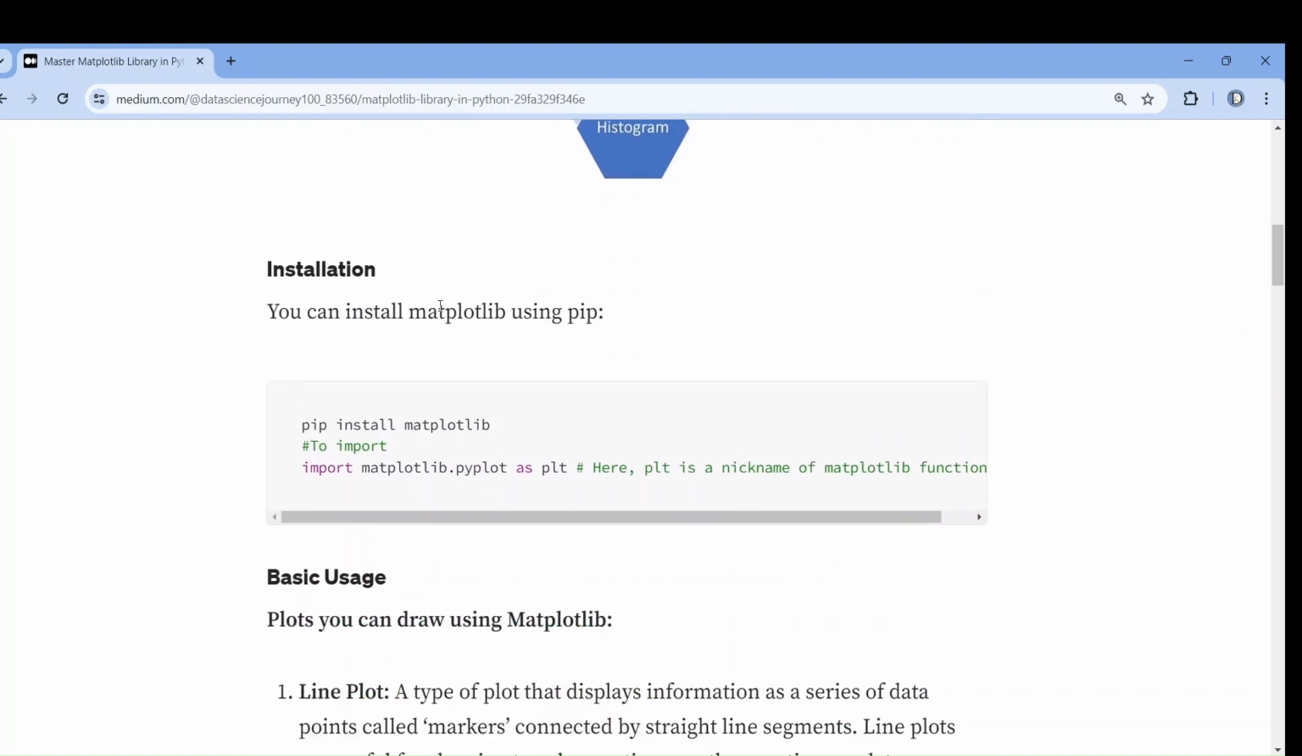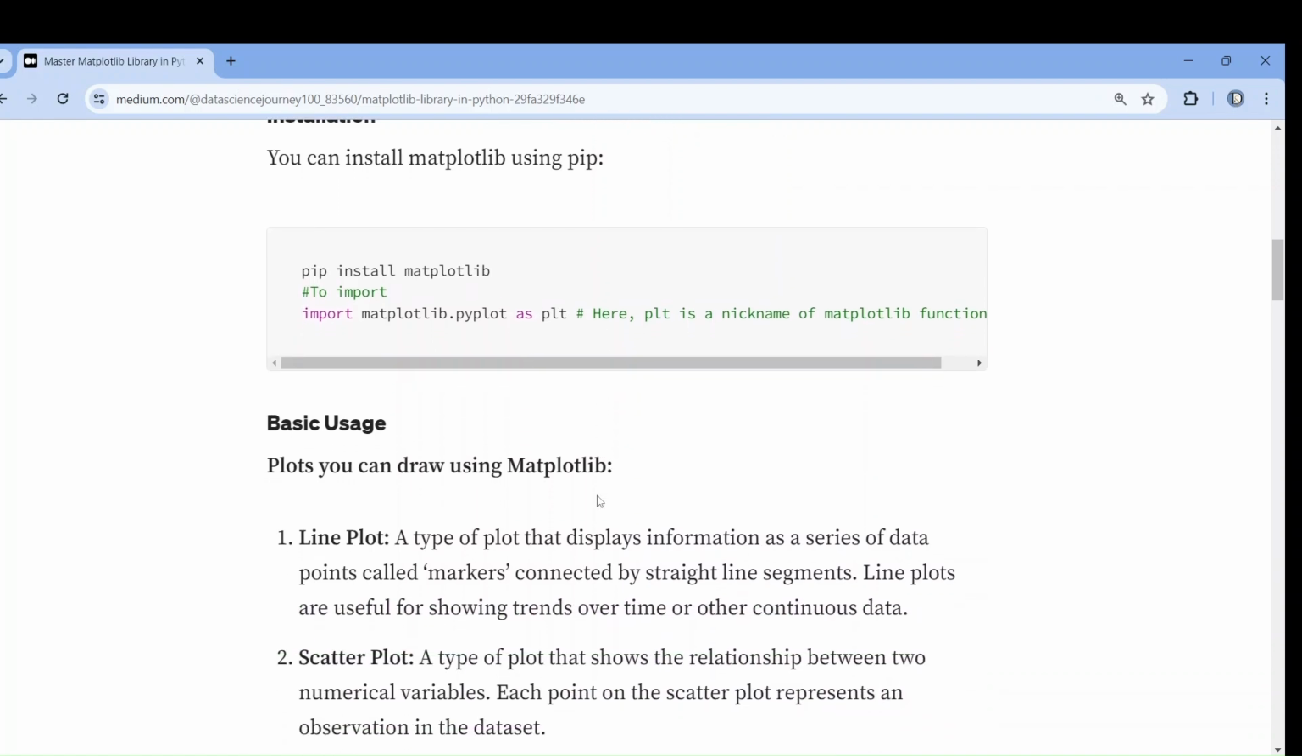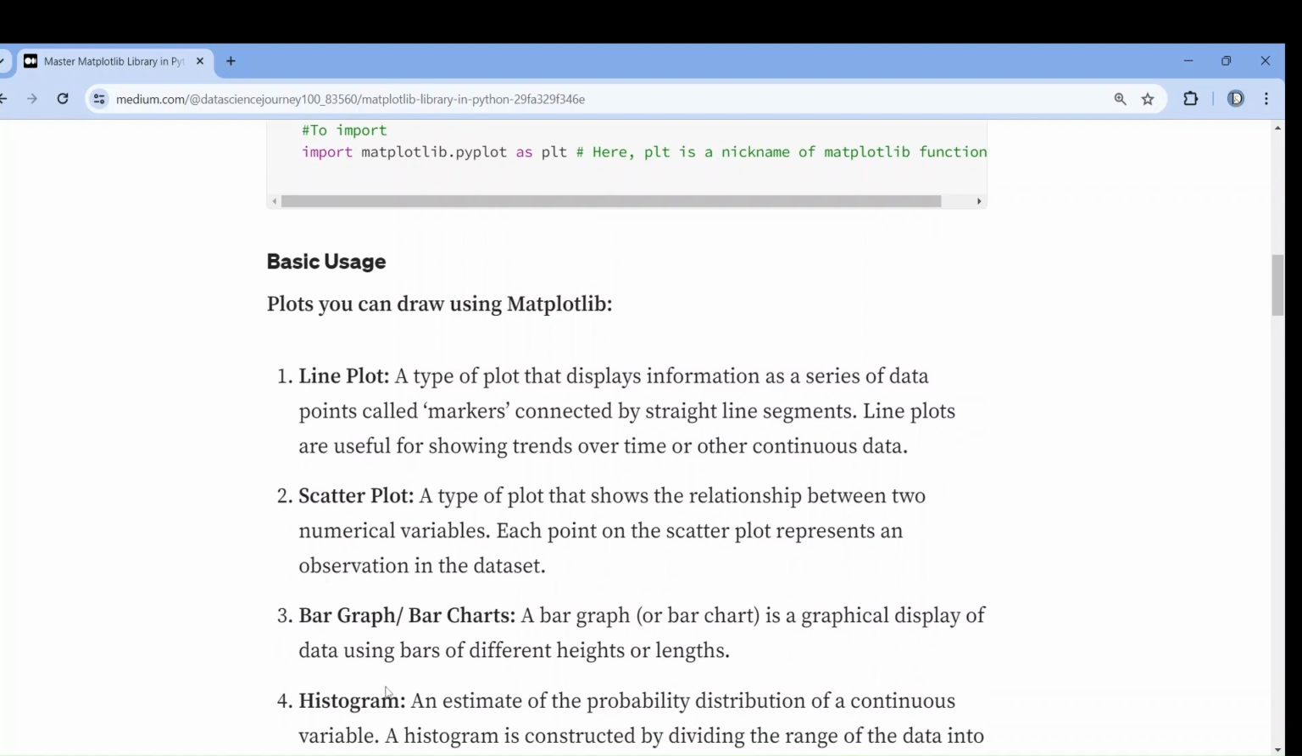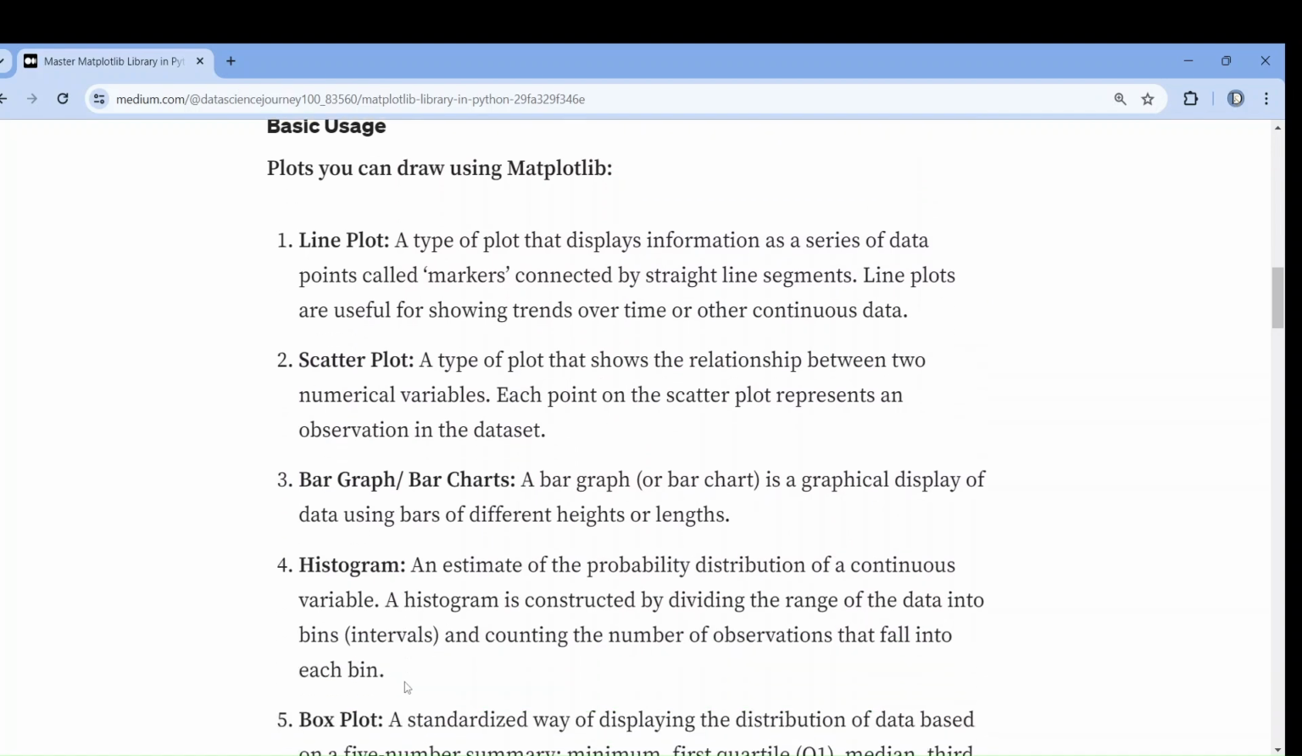Okay, first, to install Matplotlib, you have to write pip install matplotlib. This is for the very first time. Once you have installed it, you can simply import it to use all of its functions. So: import matplotlib.pyplot as plt. plt is a nickname. You can give any other name, but whenever you call any function from Matplotlib, you have to use it by plt or by the name you have given. Okay. And now the basic usages, we have already learned about these things in detail.